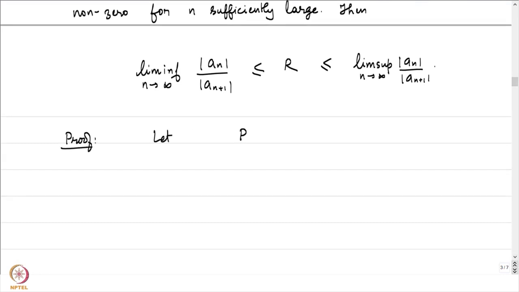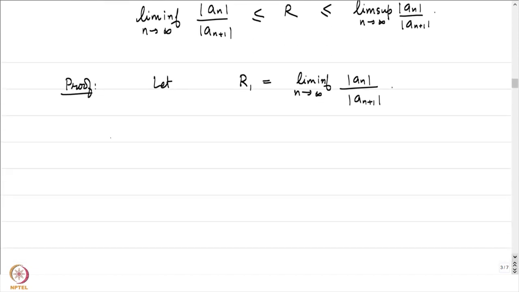Let R_1 be equal to the lim inf. The strategy we will adopt to prove this proposition is that if small r is less than capital R_1, we will prove that small r is less than or equal to capital R, and that way it would force capital R_1 to be less than or equal to capital R. Let us do that. Let r be less than capital R_1.